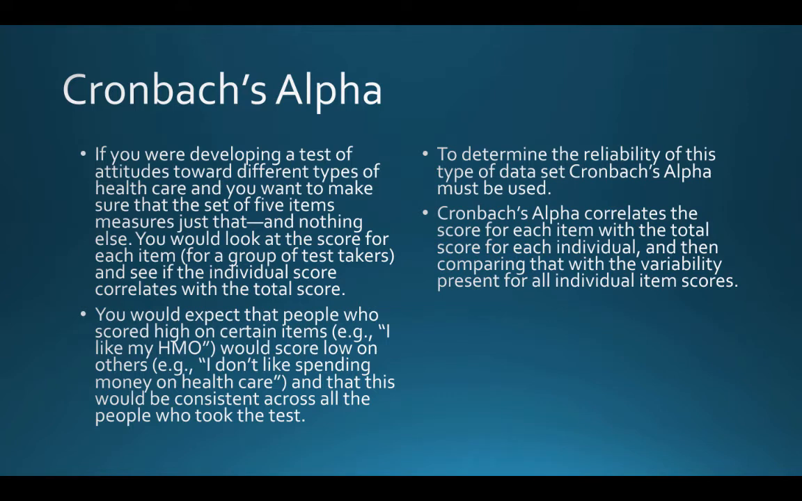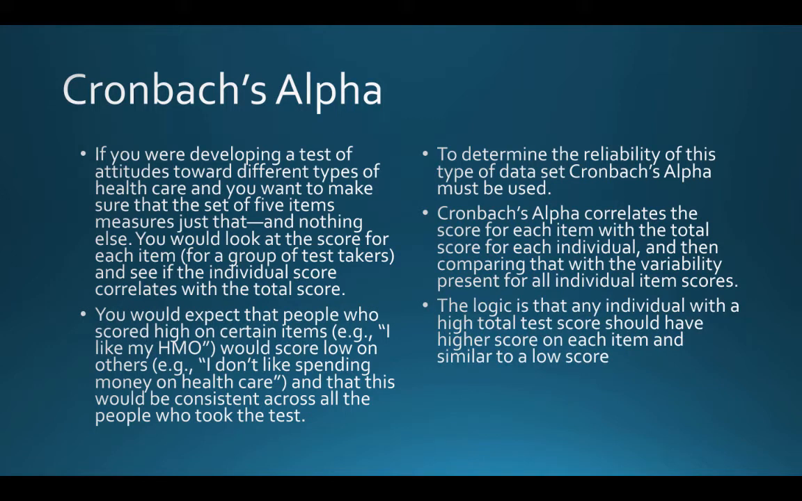So what is this? This is not Pearson. This is not Spearman. It's used to correlate the score for each item with the total score for each individual, and then comparing that with the variability present for all individual score items. So basically, it's a big long explanation, and you're thinking, I have no idea what you're talking about. Basically, any individual with a high total test score should have a higher score on each item than someone who has a lower total test score. So if I have all 4s and 5s versus all 2s and 3s, there should be a difference there.